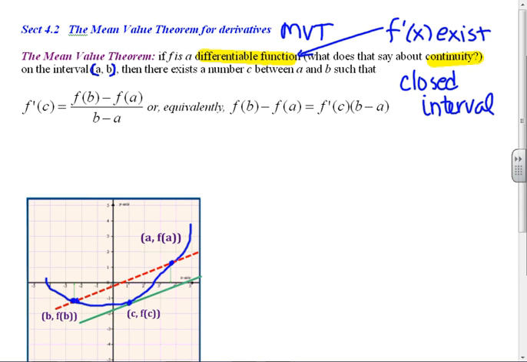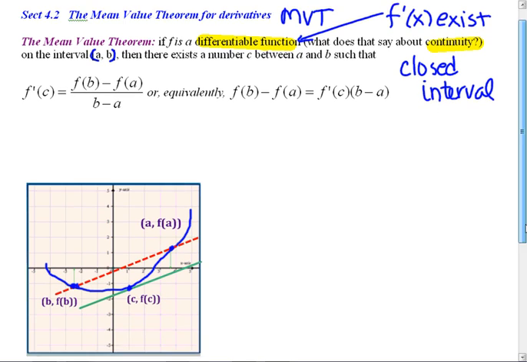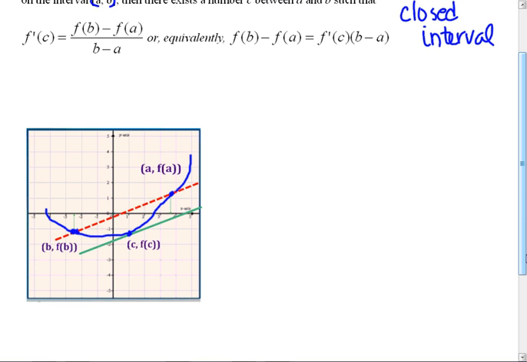So it has to be differentiable in the interior, and it has to be a closed interval. And all it's saying, and I don't remember it by all those symbols, it's just saying that if I find the slope between my endpoints here, so if I take this, I would have that nice red dotted line, which I'm going to draw on again.